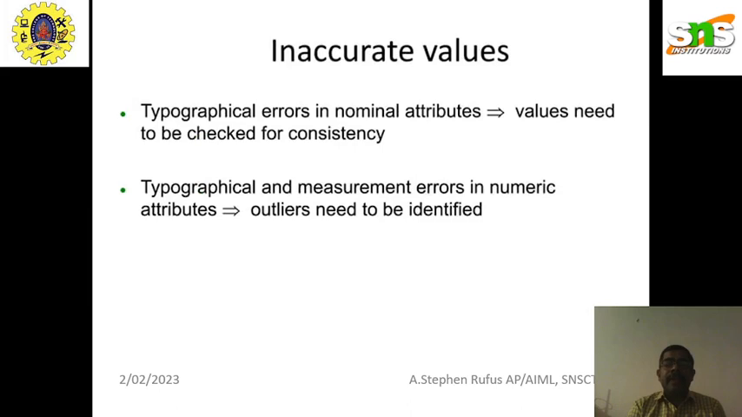We may collect the data, and then collect that piece of information from that entity, but we may do that by the attributes of the classifications. If we make that classification wrong, it will produce inaccurate values. So typographical errors in nominal attributes have to be checked for consistency, and meanwhile typographical and measurement errors in numerical attributes, the outliers, need to be identified too. These two parameters should be taken into consideration when we collect the data.